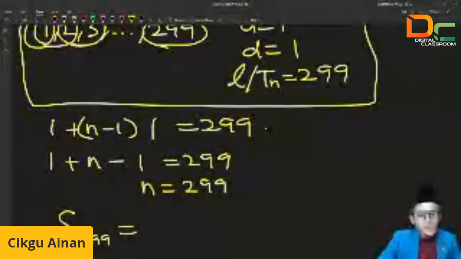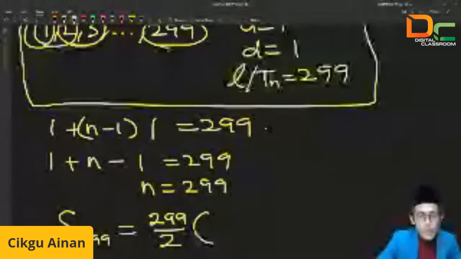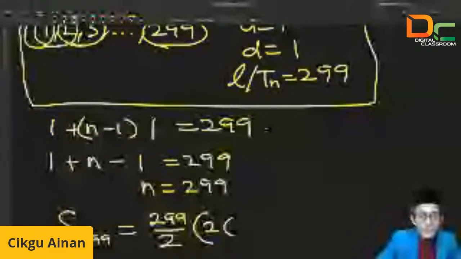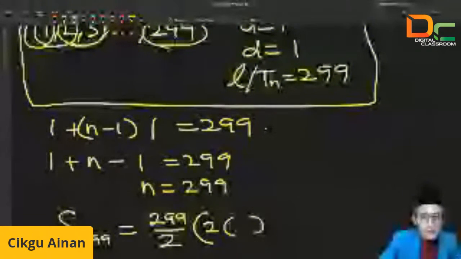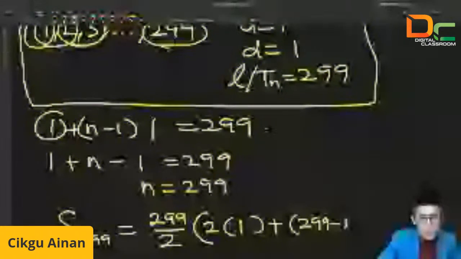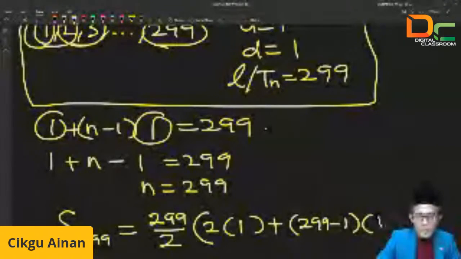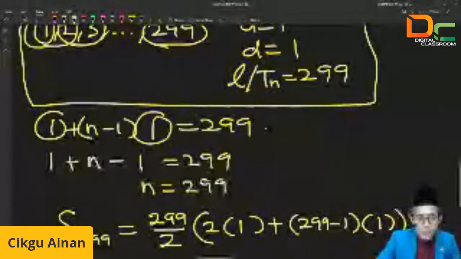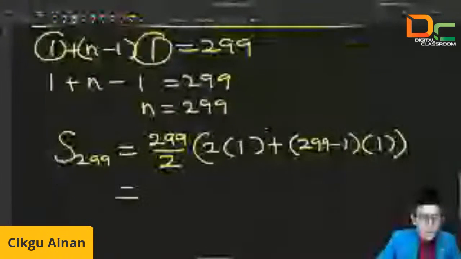The sum of 299 equals, as usual, N which is 299, divided by 2, multiplied by the double of the first term. What is the first term? Just now above, it was 1, then 1 plus N minus 1. N is what? 299 minus 1, multiplied by the common difference. Common difference, somewhere over here, is also 1. And then close them. Calculate it peacefully.